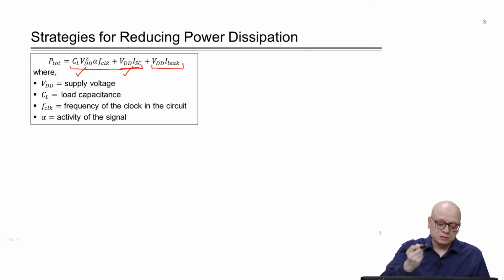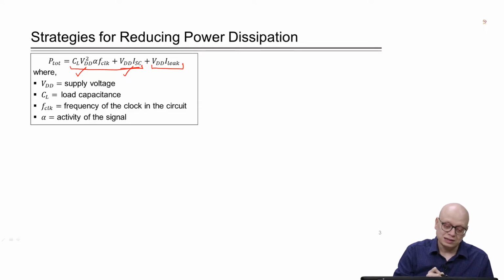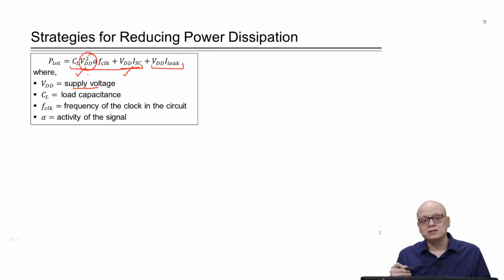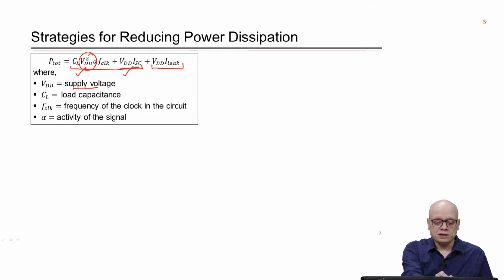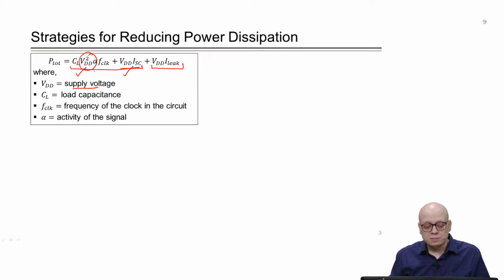Now, from this equation we can deduce on what factors the power dissipation depends. So, the most important factor that appears from this equation is the supply voltage. Why? Because supply voltage appears in all these three components and in the switching power it is the square of the supply voltage. So, we expect that if we reduce the supply voltage, the power dissipation will reduce substantially. Not only the switching power dissipation and the dynamic power dissipation, but also the static power dissipation can be reduced by reducing the supply voltage.